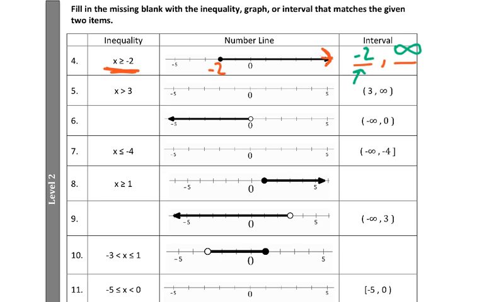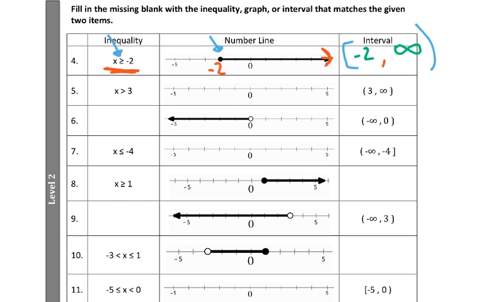Now I need to decide if I put parentheses or brackets. So, starting with negative 2, let me kind of erase some of this stuff. I'm going to ask myself, okay, could x equal negative 2? Well, yeah, it can, because I see a little underline over here. I see a colored dot right there. Negative 2 is one of the possible numbers that x could be. Then I ask, could x equal infinity? Well, not really, because infinity is not actually a number that we can plug in. So I'm going to put a parenthesis around infinity. Okay, I know that's confusing, but let's try number 6.